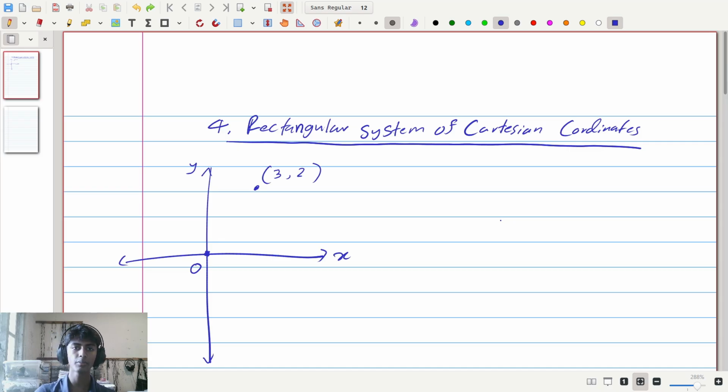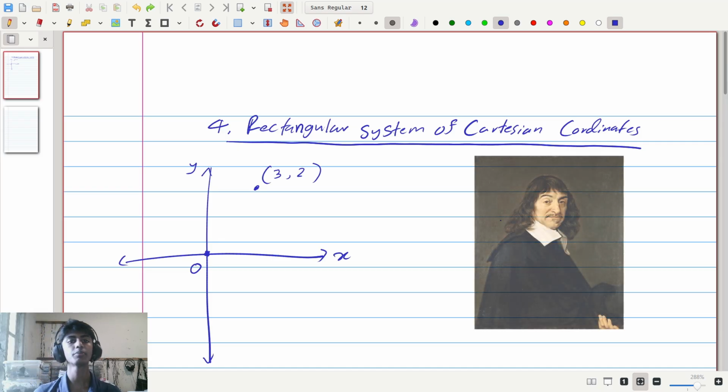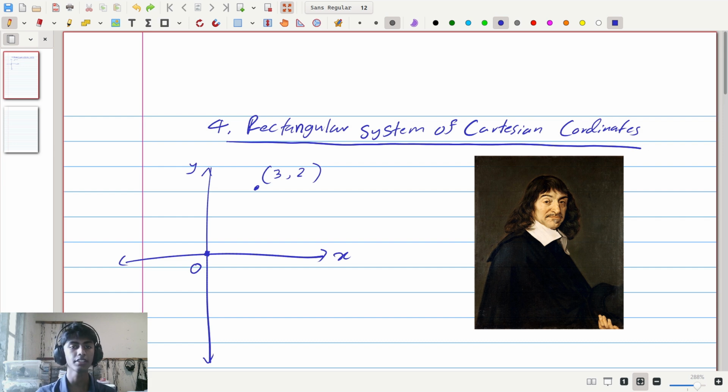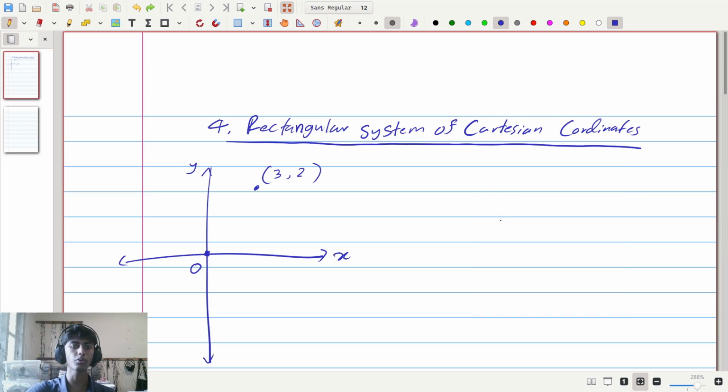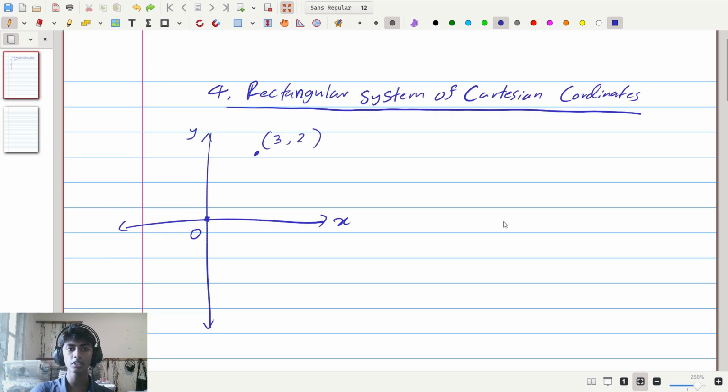This system gets its name from the French mathematician, philosopher and scientist René Descartes. René Descartes, Cartesian coordinate system. So this system is actually quite useful, it's quite intuitive, and it's quite interesting in its properties. There are of course other systems.